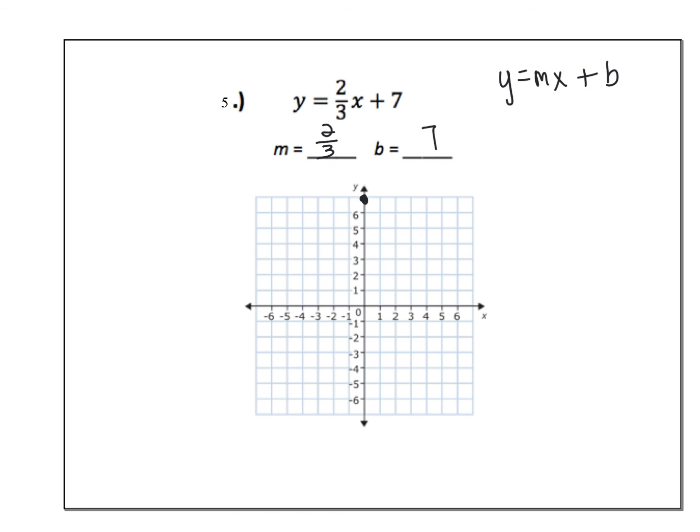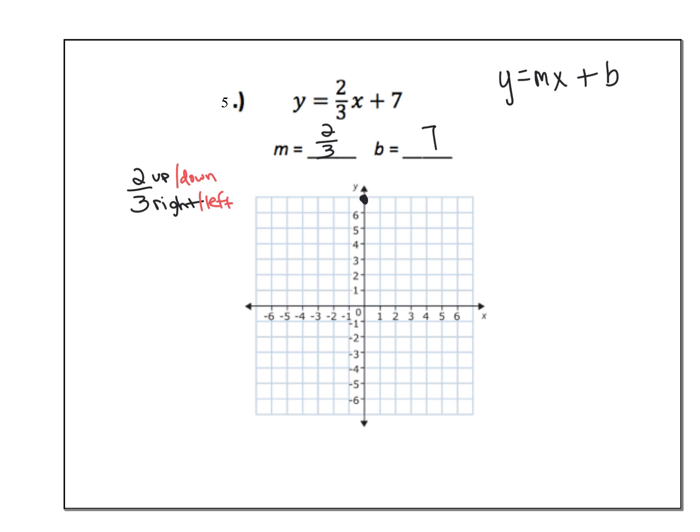And then I have to use my slope. And remember, my slope is 2/3. So that means I'm going 2 up, 3 right, because it's a positive slope. So since I can't do that, because I can't go up any further, right? I'm out of space on my graph. I'm going to just do the opposite. So instead of going up, I'm going to go down. And instead of going right, I'm going to go left. All right, so 2 down.